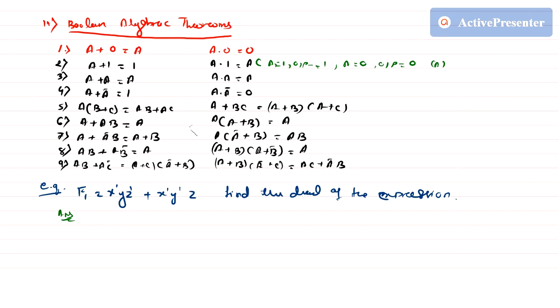So how to find the dual? You have to interchange the operators: AND operator to OR operator and OR operator to AND operator. So here you see, x dot y dot z means there is an AND operator in between, two AND operators, here one AND operator and here one AND operator, and this one is your OR operator. Again here it is an AND operator, this is an AND operator. So to find the dual you have to interchange the operators.